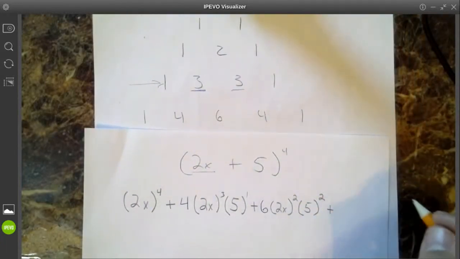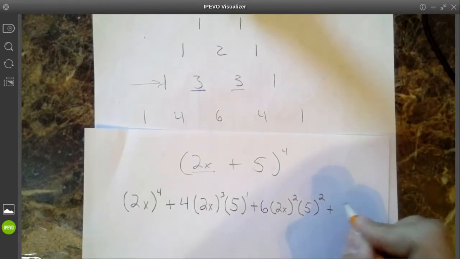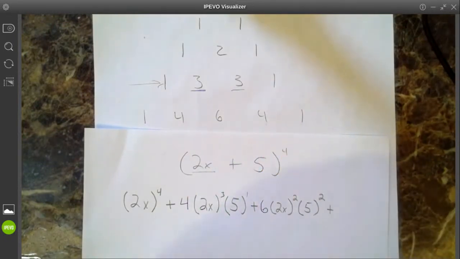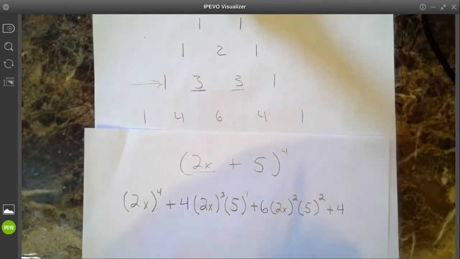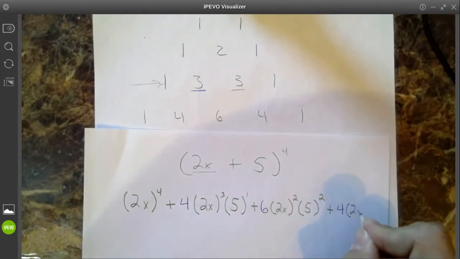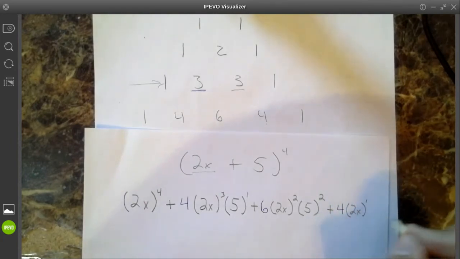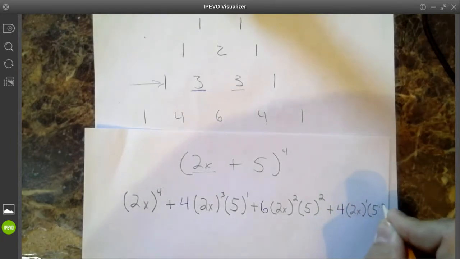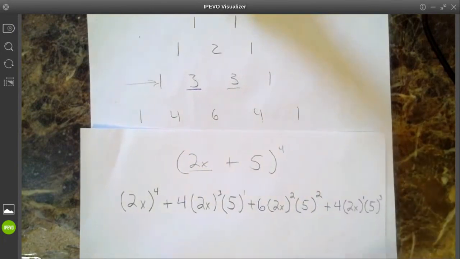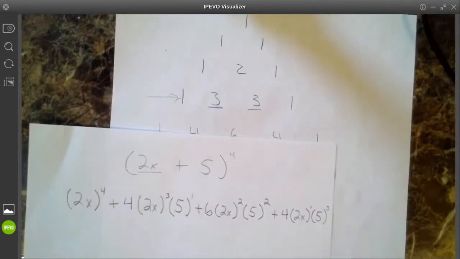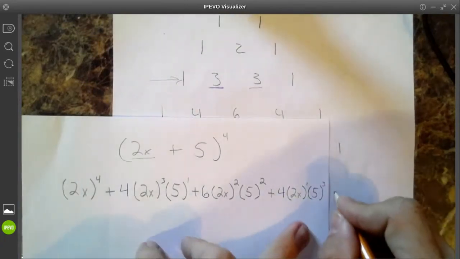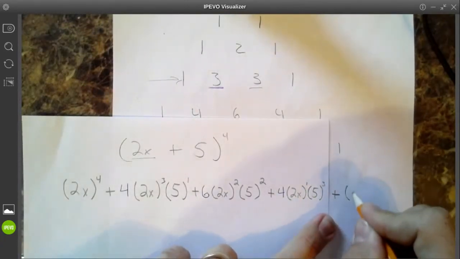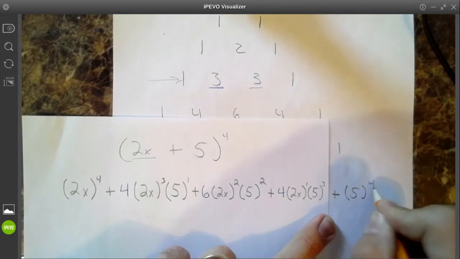Plus, well, I should have written sideways here. My next coefficient's a 4. And then it's going to be 2x to the first power. And then a 5 to the third power. Yeah, I'm going to write like this so that way I have room. And then it's going to be a plus 5 to the fourth power.